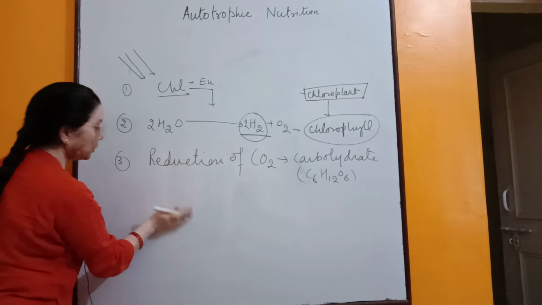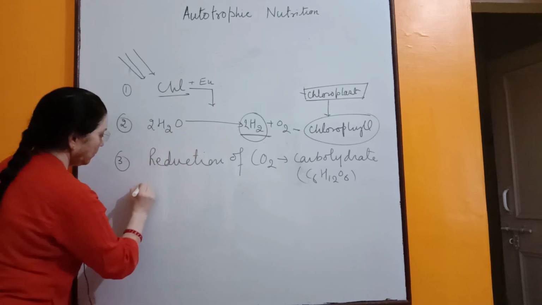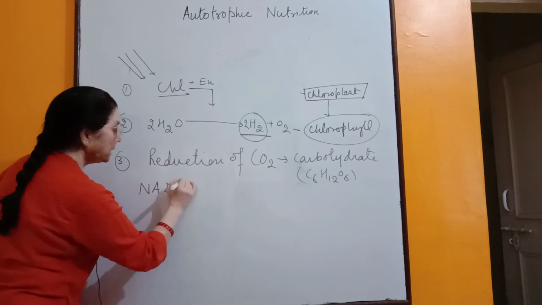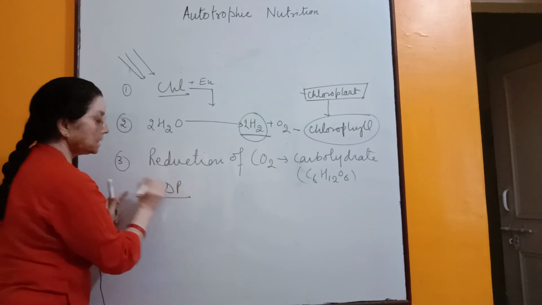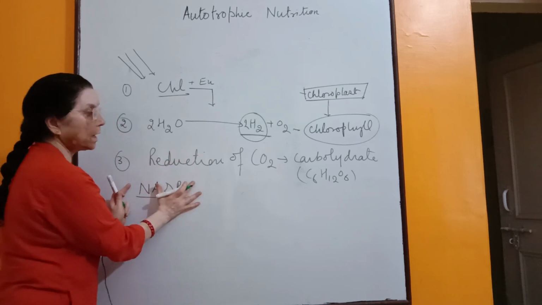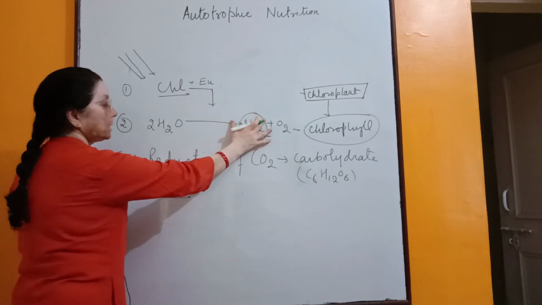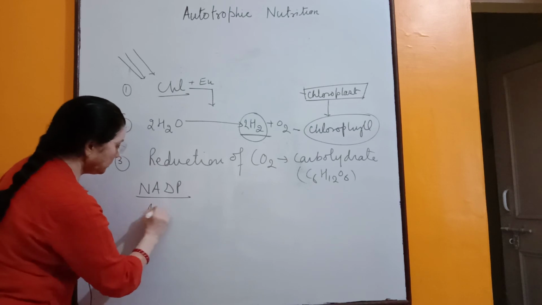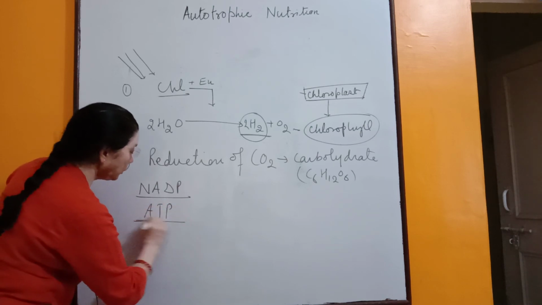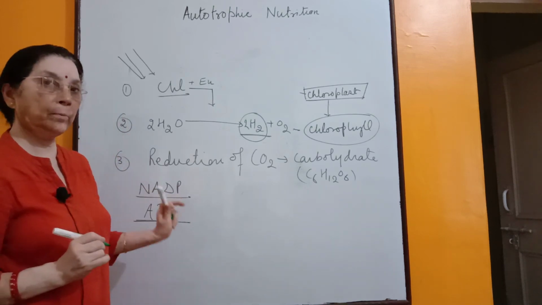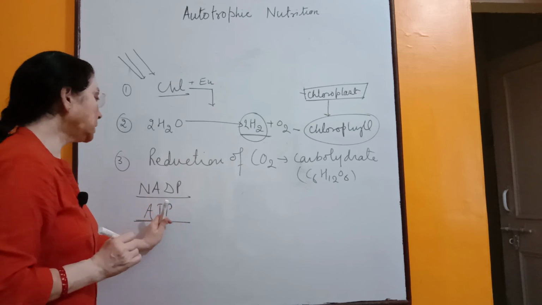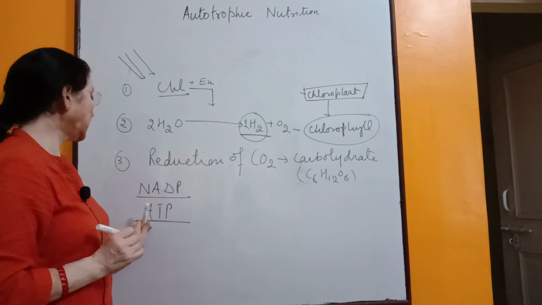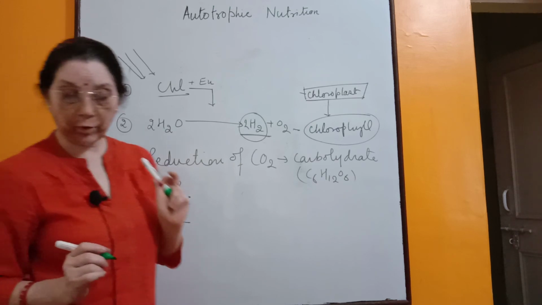And this hydrogen is transported by a molecule called NADP. This is a molecule which transports hydrogen from water to carbon dioxide, and during this process an energy molecule, ATP, is also produced. It's the energy currency of the body, and this is adenosine triphosphate.